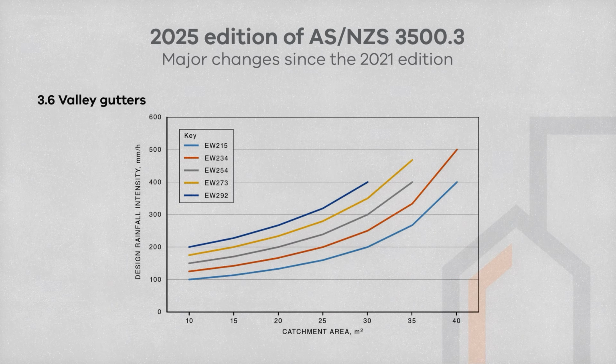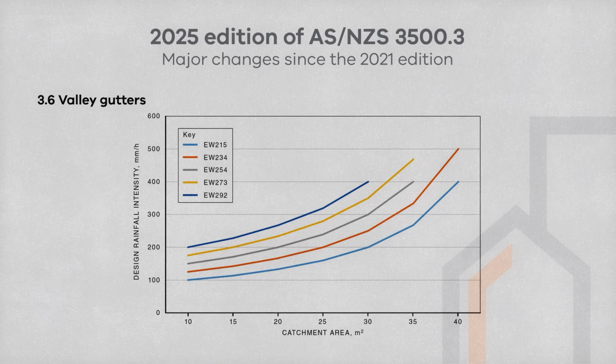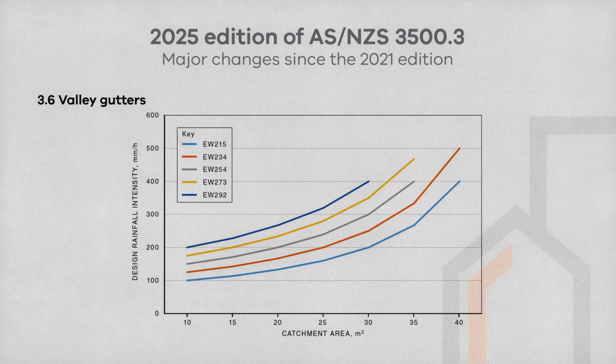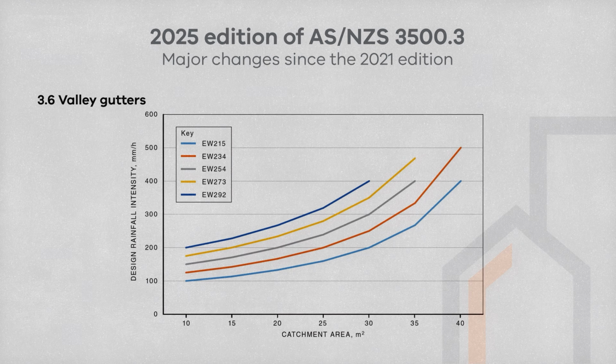A new figure 3.6.2 has been introduced to assist practitioners in selecting the appropriate valley gutter widths based on the project's catchment area and rainfall intensity. Notably, the new figure now allows for catchment up to 40 square meters.